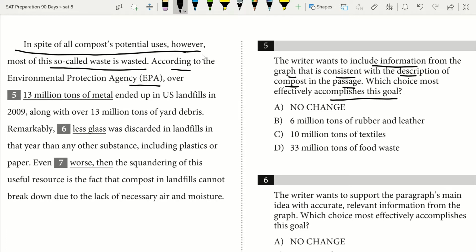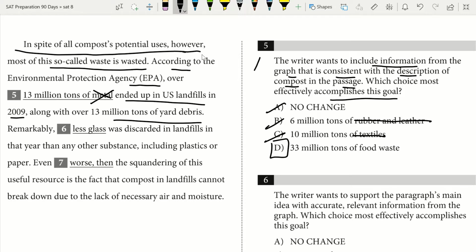According to the EPA, over 13 million tons, well, right now it says of metal. We know we're talking about food waste because we're talking about composting, so we wouldn't want to say of metal ended up in U.S. landfills in 2009, along with 13 million tons of yard debris. We wouldn't want to talk about rubber and leather either, or textiles. We want to talk about food waste because we're talking about composting. So the only answer choice here that's going to be consistent with the description of compost in the passage is D. So here's my tip when dealing with questions of interpreting data in graph.